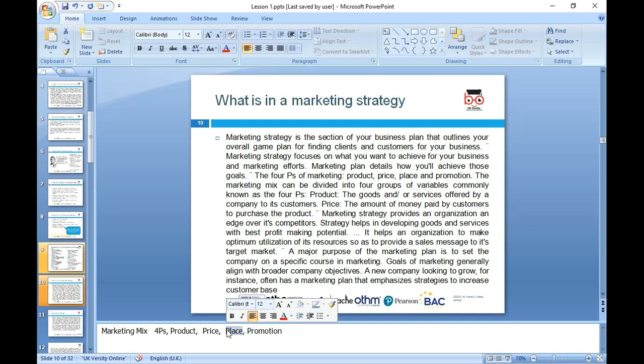The goods and services a company offers to its customer, the price, the amount of money paid by the customer, and the marketing strategy provide an organization an edge over its competitors. So we need to look around at the edge. What edge can it be?